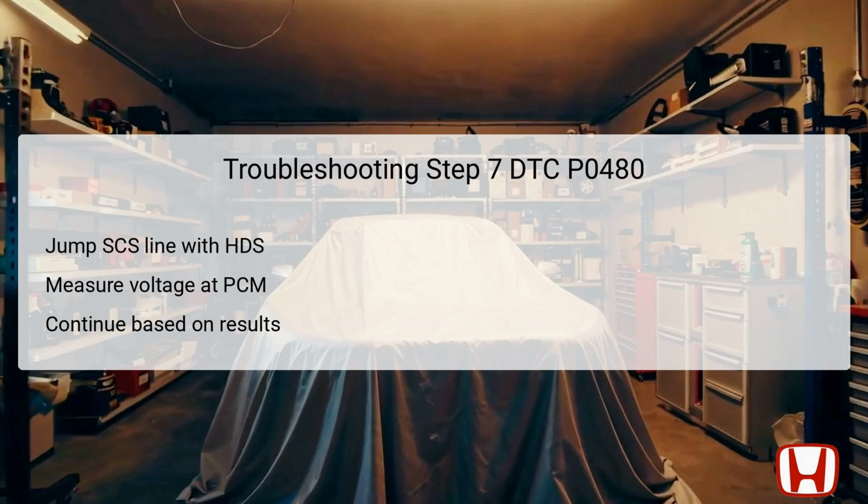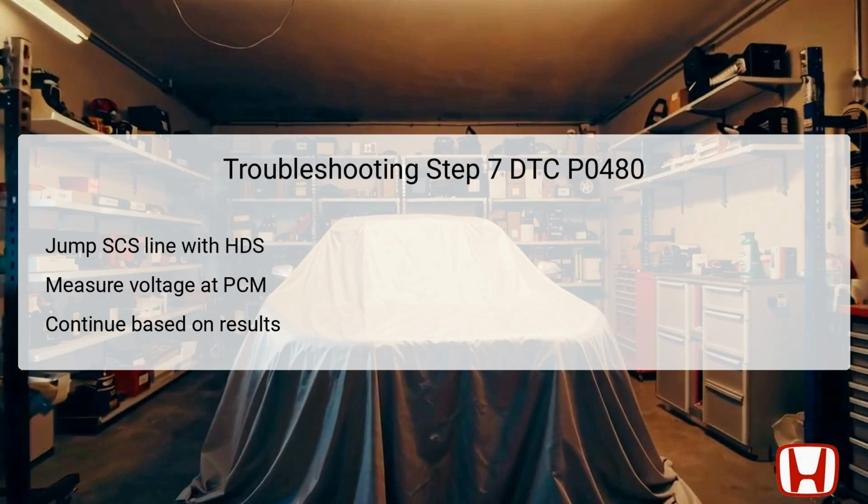The seventh step begins by jumping the SCS line using the HDS to evaluate the system state further. After waiting more than a minute, the next action is to disconnect the PCM connector A, a 50-pin connector that connects the PCM to the vehicle's wiring. It is essential to measure the voltage between specified test points at this juncture, ensuring the vehicle remains in off-lock mode. A successful reading of battery voltage indicates proper connectivity through the system, allowing you to move forward with diagnostics.